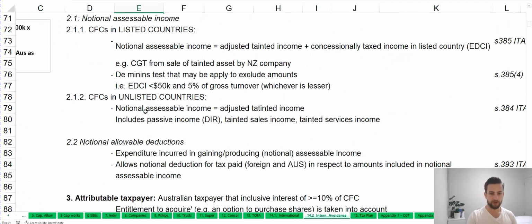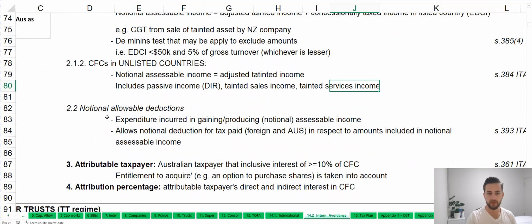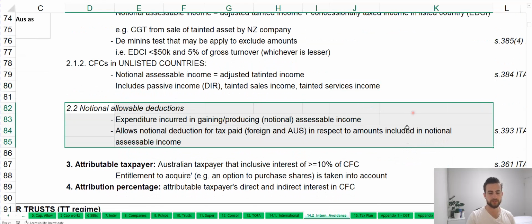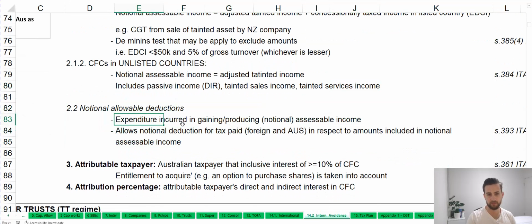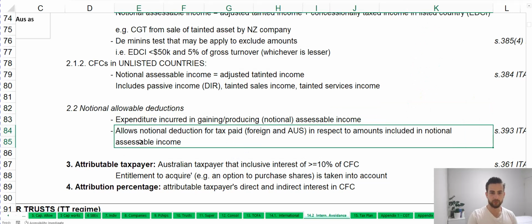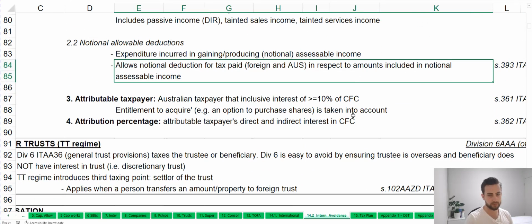Okay, but if you're in an unlisted country, it's a little bit simpler. It doesn't make a lot of sense, but it's only your adjusted tainted income. So it's basically your passive income, your tainted sales income, your tainted service income, and so forth. Now your notional allowable deductions, which is the second part which we mentioned, must be in relation to gaining that notional assessable income. You can't claim deductions which aren't in relation to gaining that notional income. It also allows a notional deduction for tax paid in respect of amounts included in notional assessable income.